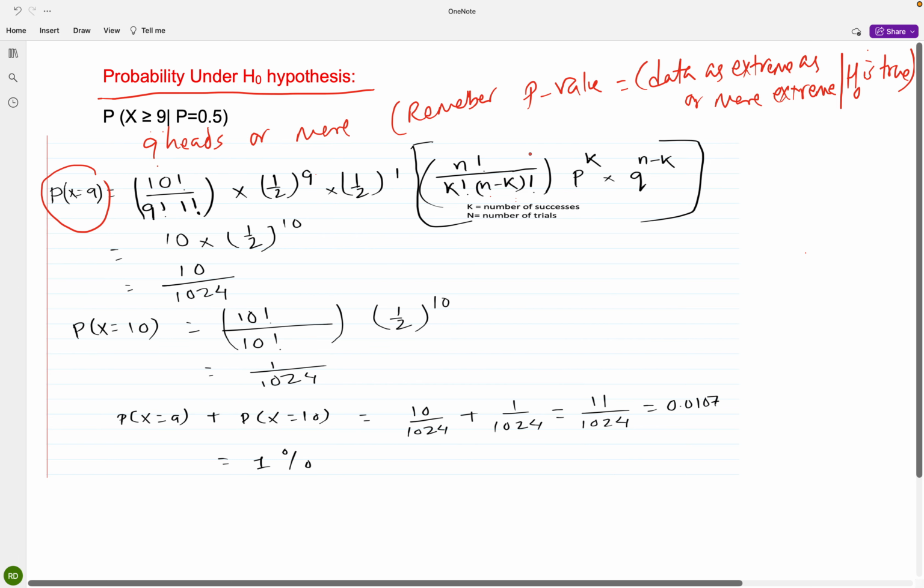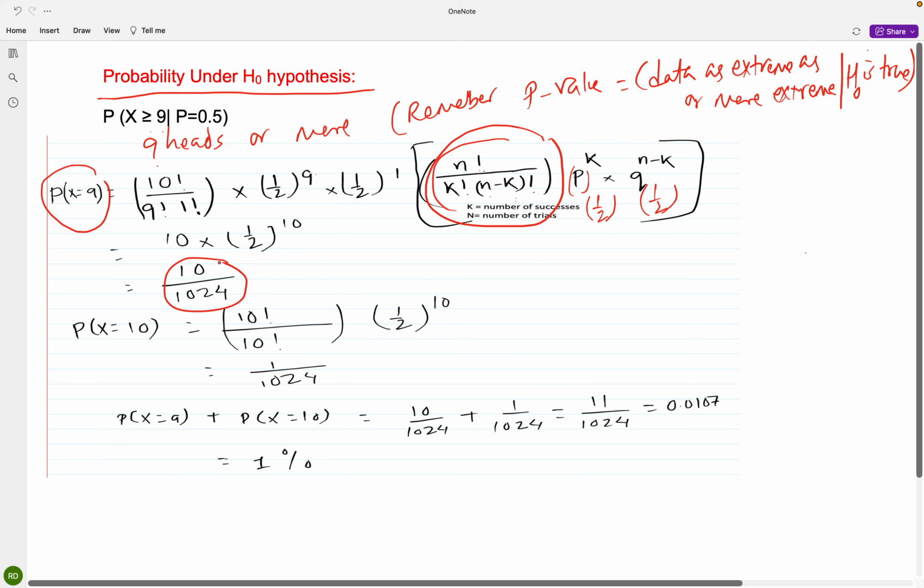Now we need to use the binomial expansion. The formula is n factorial divided by k factorial times n minus k factorial, where k is the number of successes, which we can call landing on head, and n minus k is the number of failures. This gives you the binomial coefficient. And what is the probability of landing on head under the null hypothesis? Half. What is the probability of landing on tail under the null hypothesis? Also half, 50%. So we simply plug in these numbers here. The probability of getting 9 heads is 10 over 1024.